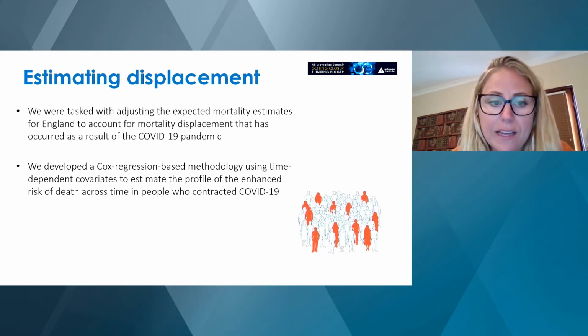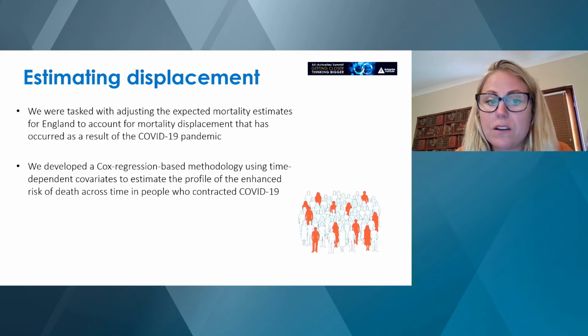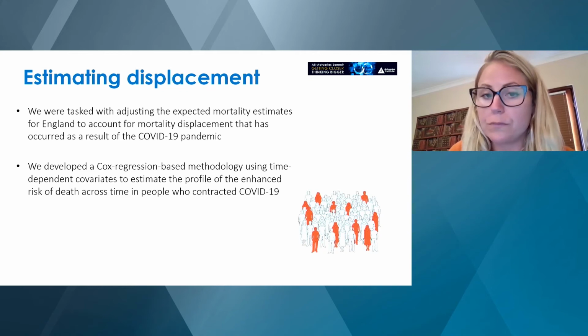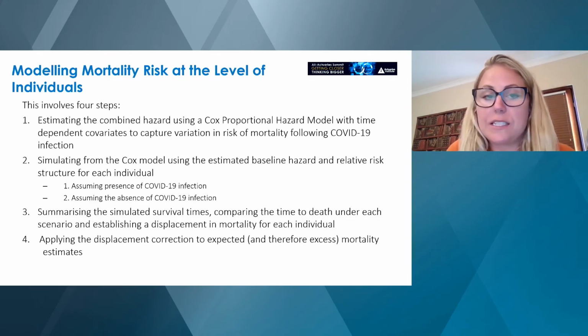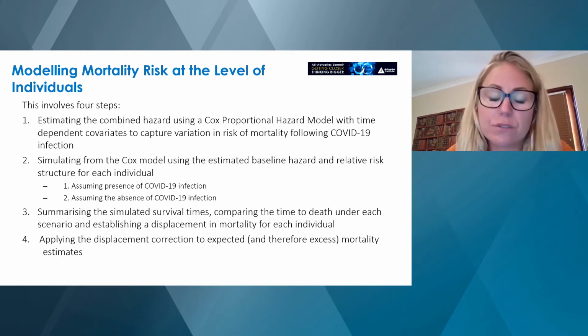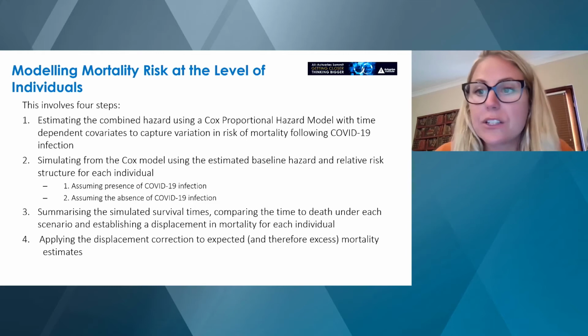So we had that task come in at the beginning of 2021, and since then we've developed a Cox regression-based methodology using time-dependent covariates to estimate the profile of enhanced risk of death over time among people who had COVID-19. I'm not going to go into any detail around the methodology in this particular presentation. If anyone wants any detail, we'd be happy to give a different presentation with the methodological detail. But we're also going to put our methodology paper into preprint in the next month or so, so that should be publicly available.